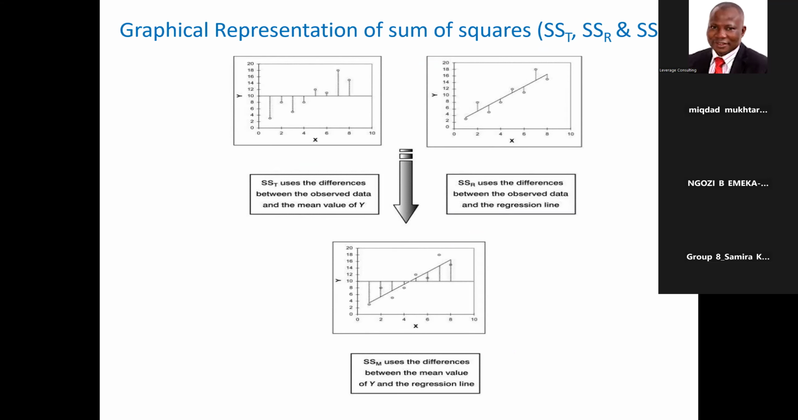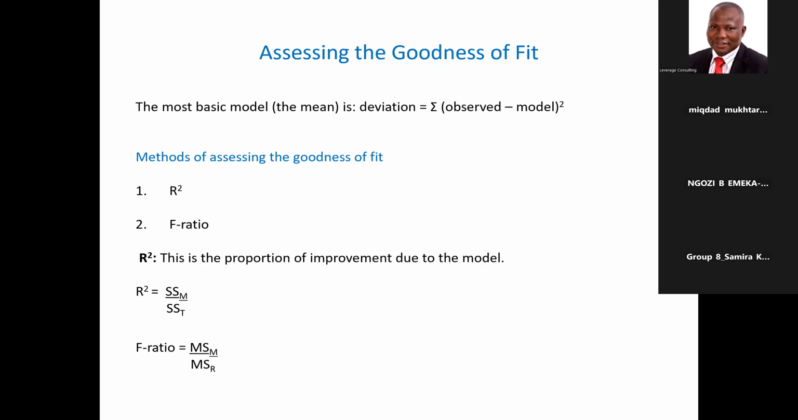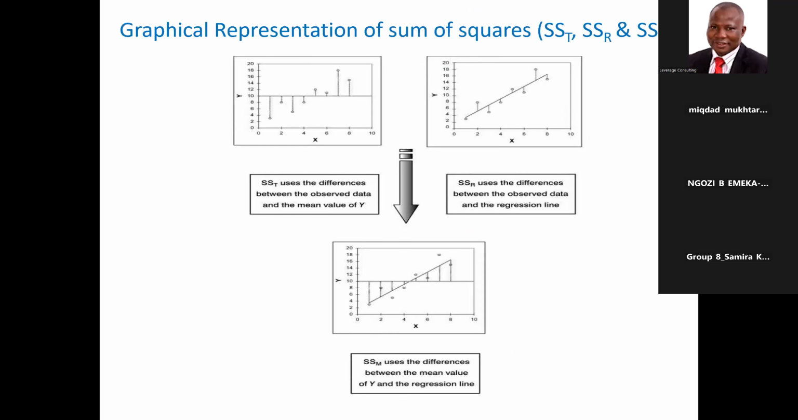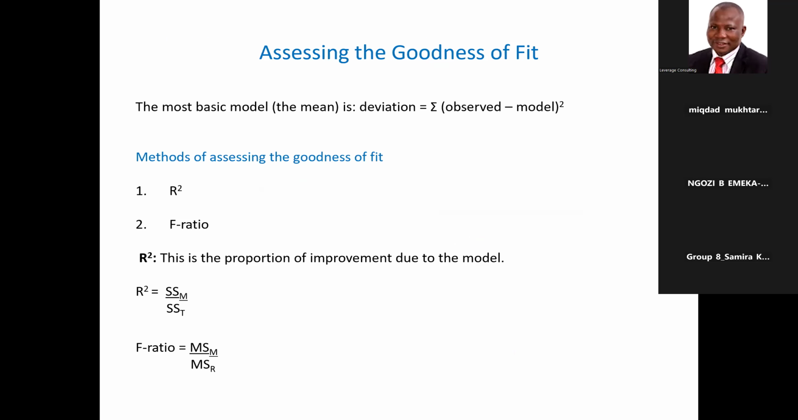Okay, let me re-explain. When you draw the line, after you have drawn the line, you use the method of least square. You may want to see this line, which is the model, and assess its goodness. You want to assess how well this line fits. There are two ways to assess the goodness of fit: R square and F ratio. We talk about both of them, R square and F ratio.